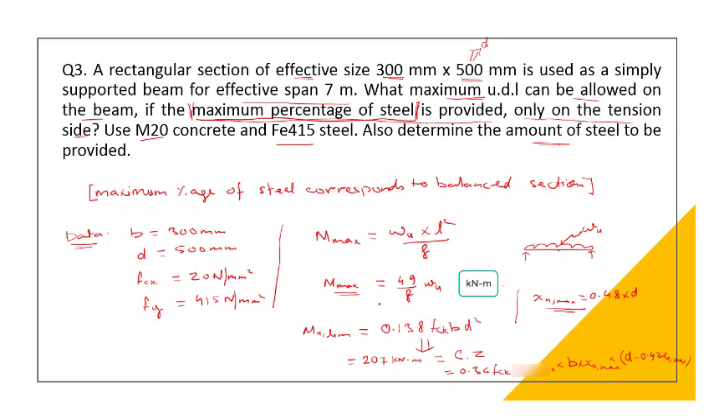So I have to equate these both. If I equate these, the maximum moment equal to Mu, we will get 49 by 8 W equal to 207, or W equal to 33.80 kilonewton per meter. So you please do the calculation and check whether this answer is right or not. So this is the ultimate UDL which you can apply.